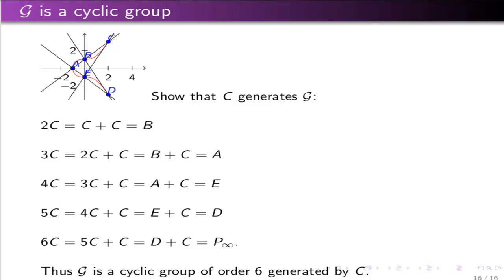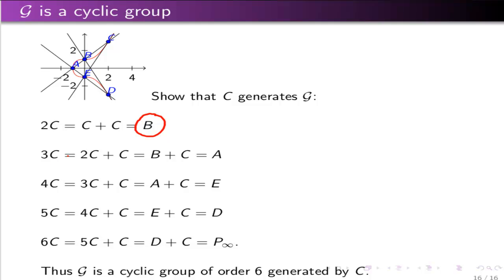Now I claim that this group G with these 6 points is in fact a cyclic group. So let's show how the point C generates this group. First I'll take C and add it to itself. That's what 2C means. C plus C means draw the tangent line at C. The tangent line at C passes through E, and then reflect E through the x-axis to get B.